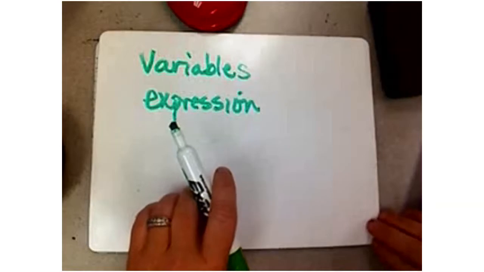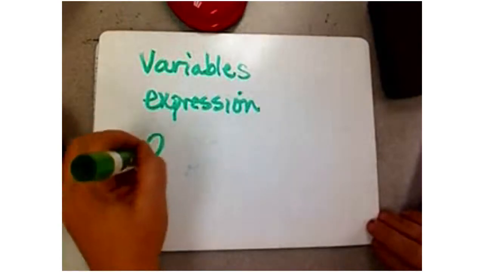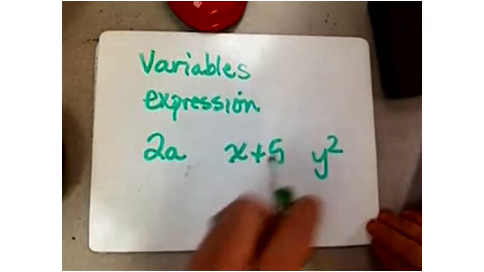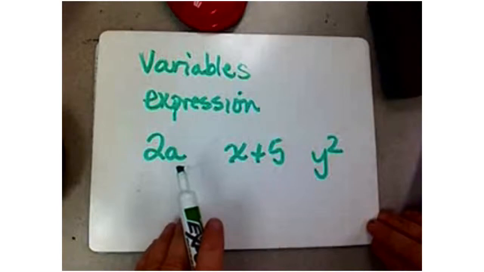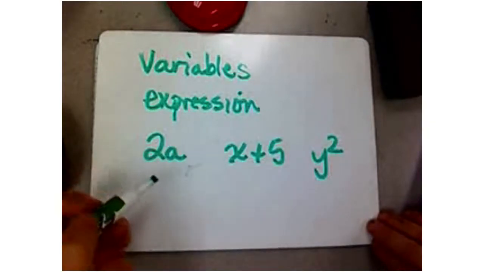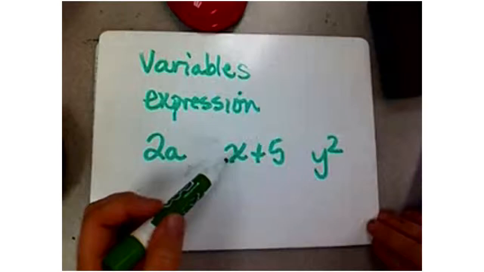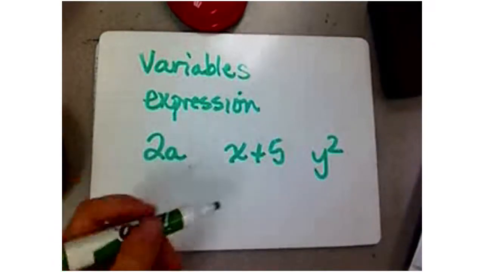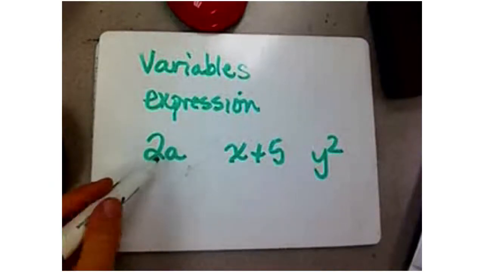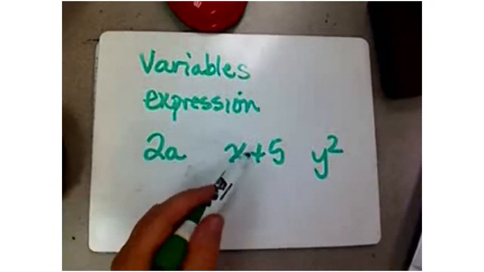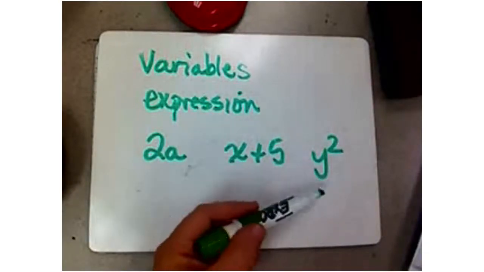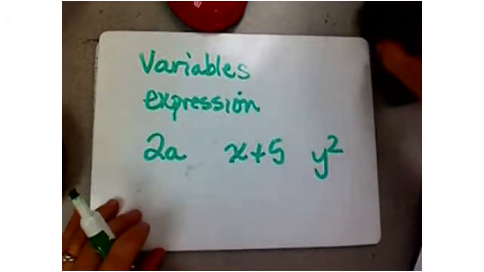So we could have something like 2a or x plus 5 or y to the second, and we put those together and they become a mathematical expression. We want to make sure they're very well formed, and we learn to translate them into words. Okay, so this would be twice a maybe, and this could be 5 more than x, and this could be y squared. Those would be the words for them. So you're going to learn to translate words into mathematical expressions.